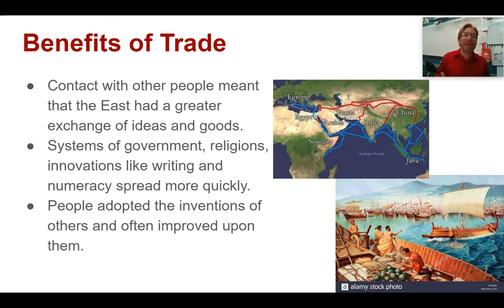Now, with this travel comes trade, this contact with other civilizations. People in the East were meeting other societies all the time. And they have this exchange of ideas, this exchange of goods. We have talked about the Silk Road and all of those connections and exchanges of ideas and goods. And this meant systems of government, religions, innovations like writing and numeracy, they're all spreading much more quickly in the East as more civilizations are having contact with each other and stealing good ideas.